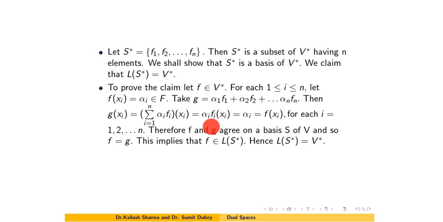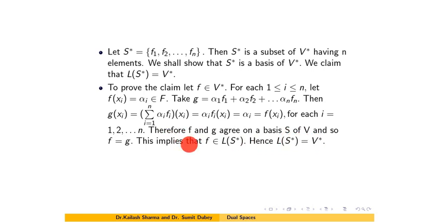Since fi xj is 0 for i not equal to j, and fi xi equal to 1, therefore this is equal to alpha i, which is equal to f xi, because alpha i equals f xi. So this holds for every i from 1 up to n, and it means that f and g agree on a basis S of V.